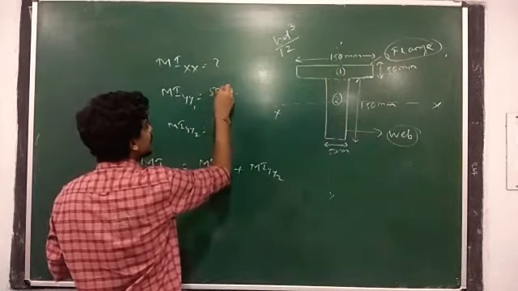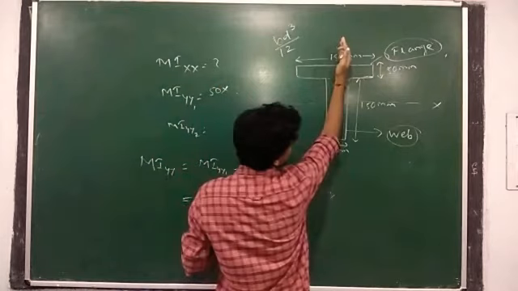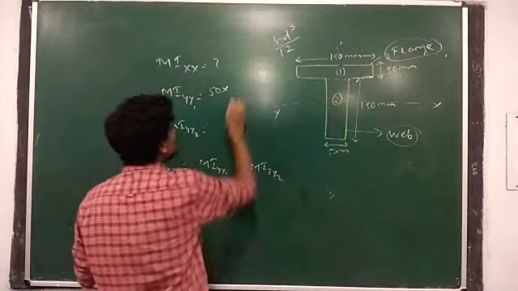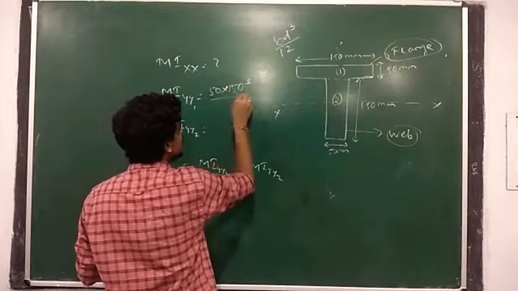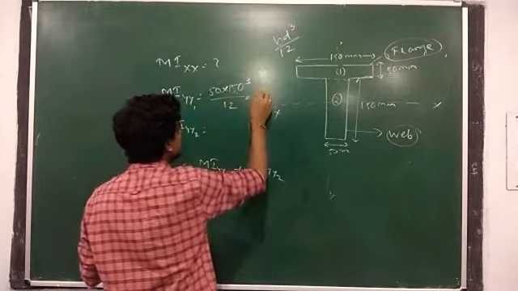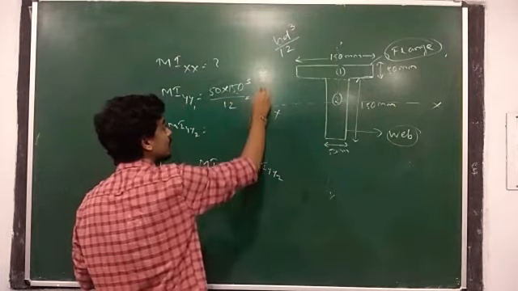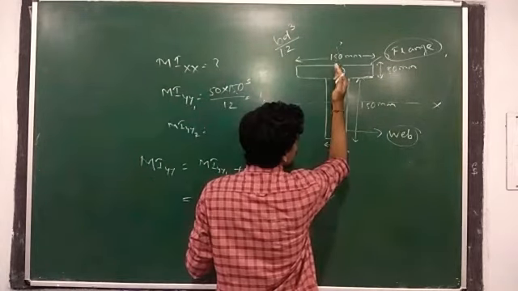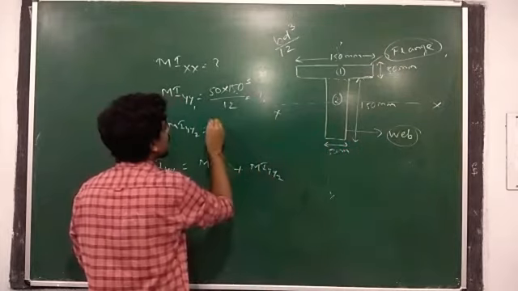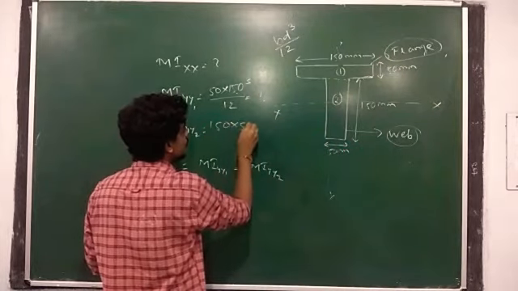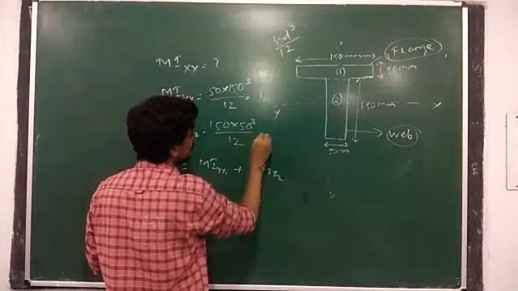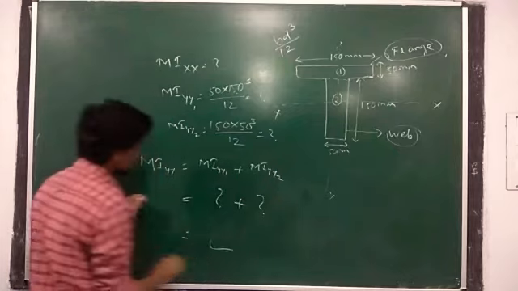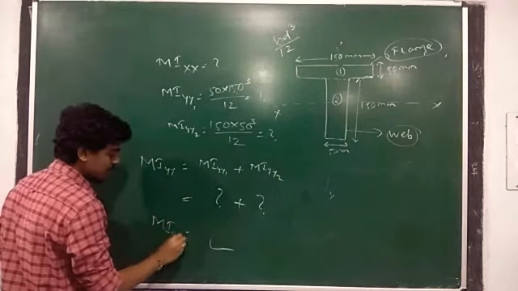So 50 into what is the height? Imagine about the YY axis: this is the base, this is the height. So 50 into 150 cubed by 12. Calculate this. And for MI YY2, the base will be 150 and the height will be 50. So 150 into 50 whole cubed by 12, and one value will come. Add both values, then you get your answer, MI YY.